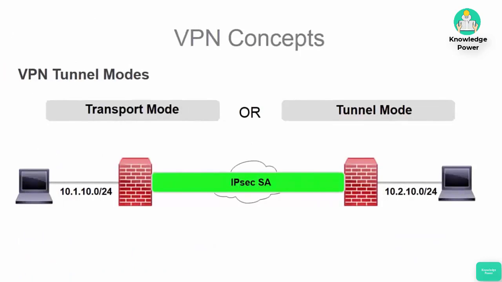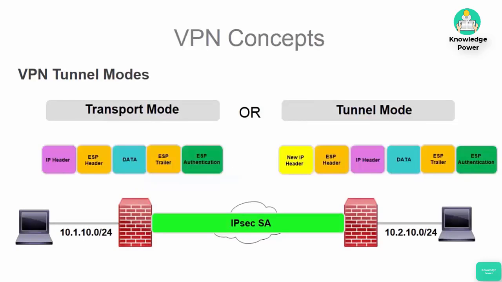VPN tunnels can be set to use two different modes: transport mode and tunnel mode. Let's compare the two. In transport mode, only the payload of the IP packet is usually encrypted or authenticated, and it requires less resource overhead. Tunnel mode is the default mode for Cisco devices. In tunnel mode, the entire IP packet is encrypted and authenticated. It is then encapsulated into a new IP packet with a new IP header.